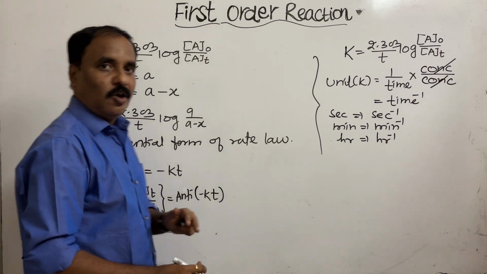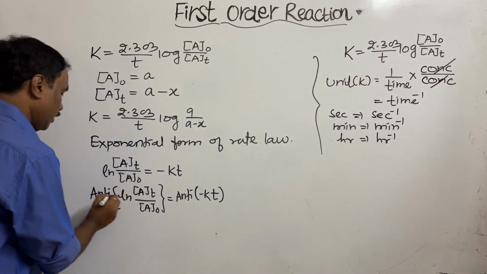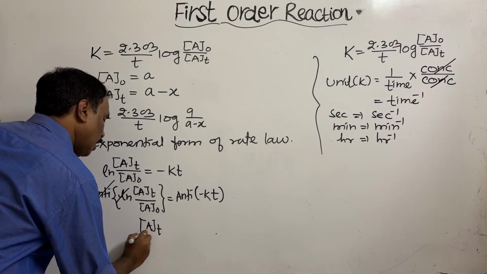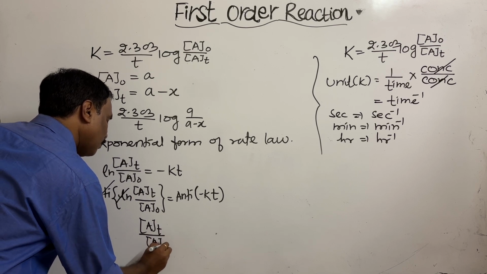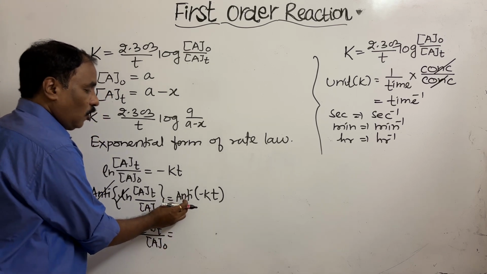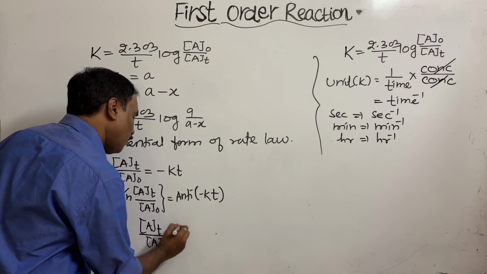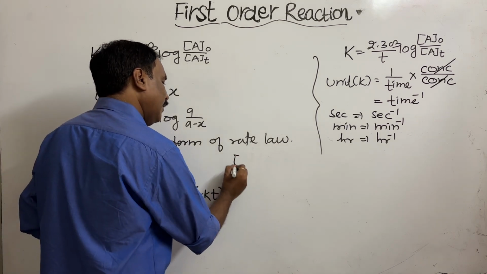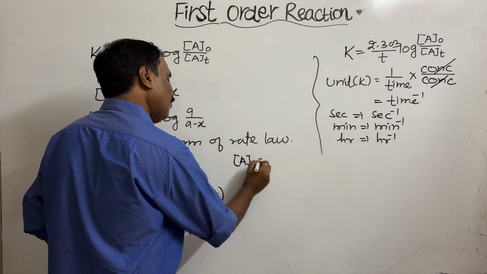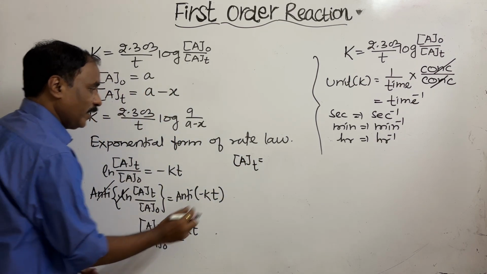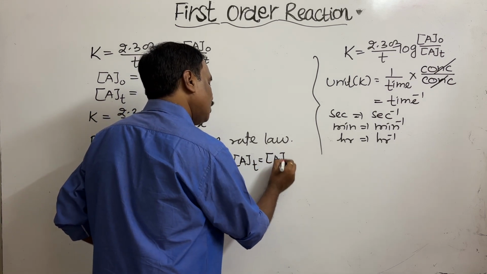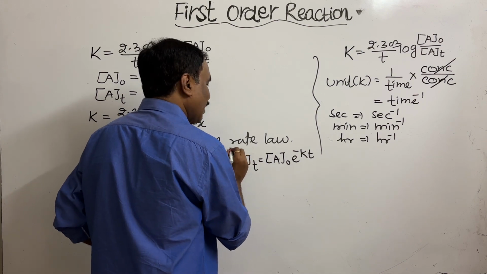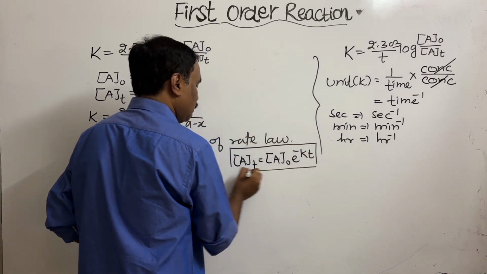We know that antilog and log opposite हैं, ये कैंसिल होगा. यानी AT upon A0 is equal to, अभी इसका एंटीलॉग है, एंटीलॉग ऑफ माइनस kt, it will be e to the power minus kt. So same equation we can write here, AT is equal to, I will shift A0 to this side and it is A0 e to the power minus kt. So this equation is said to be exponential rate law in first order kinetics.